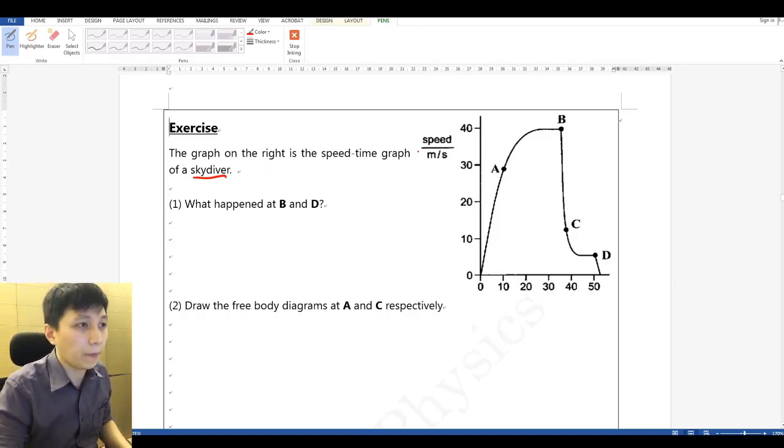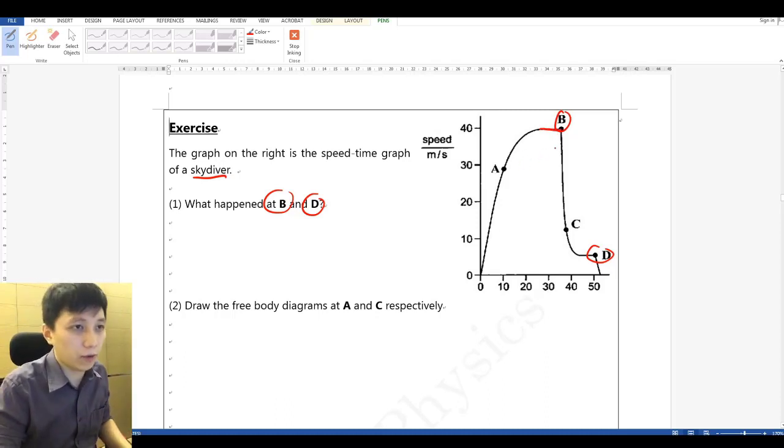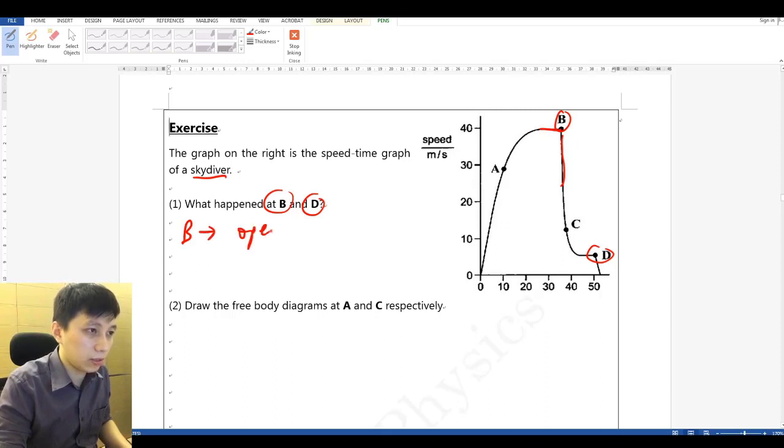velocity, very likely. It asks you what happened at B and D. And so B and D are on the graph here, on a speed-time graph. So if you look at the speed before B, it is constant, so probably it is terminal velocity. And afterwards it decreased drastically, and so very likely B is when you opened the parachute.